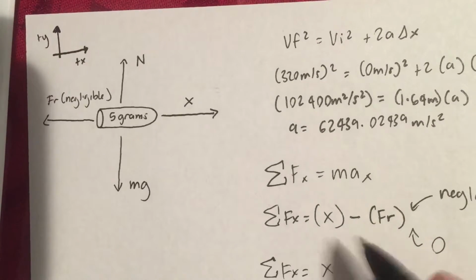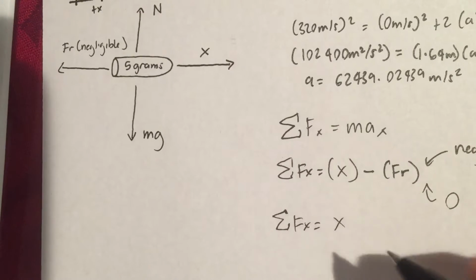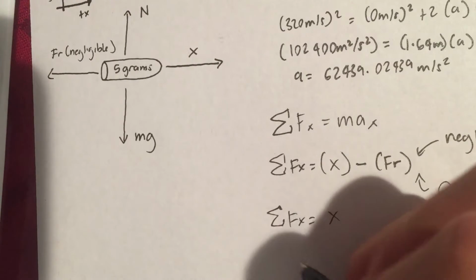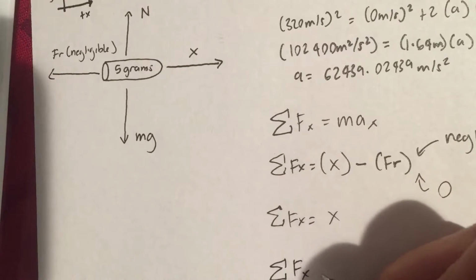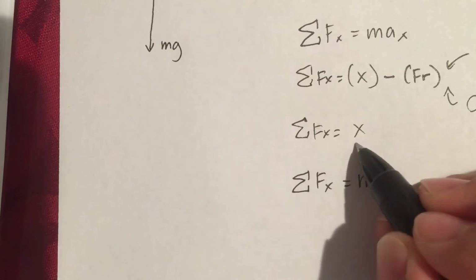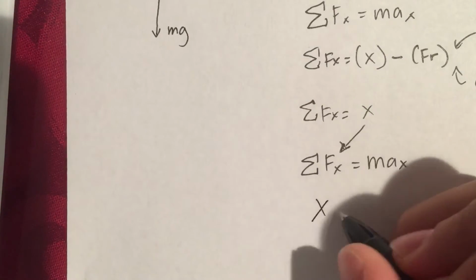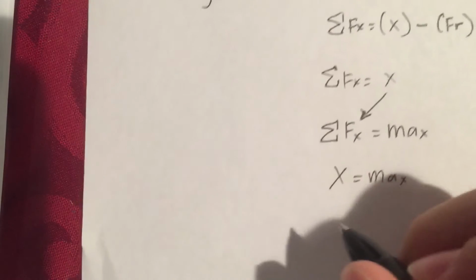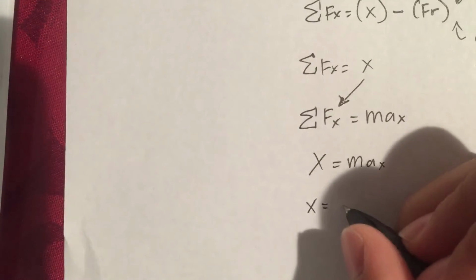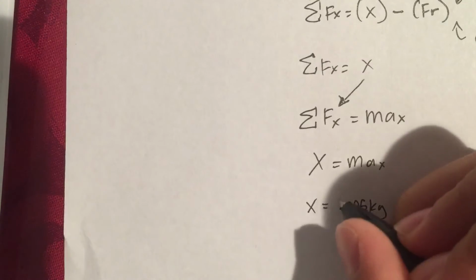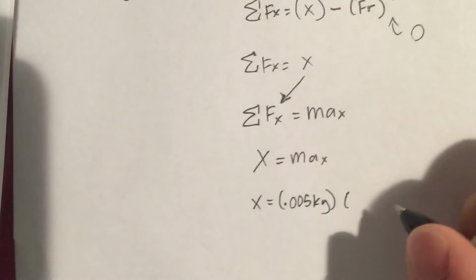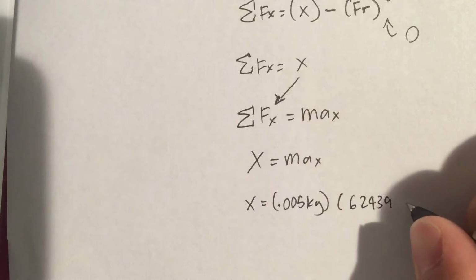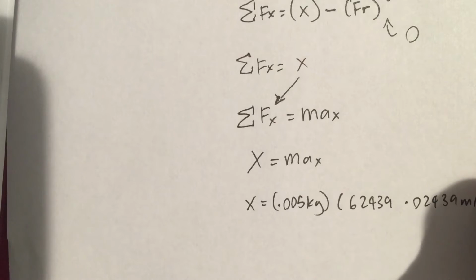Now that we know all we're doing is solving for the force in this direction, we can say that because F of x equals mass times acceleration of x, we can replace F of x with x, the force required to push the bullet this way. So x equals mass times acceleration of x. We don't know x, but we do know the mass of the bullet, which is 0.005 kilograms, and we know the acceleration, 62439.02439 meters per second squared.